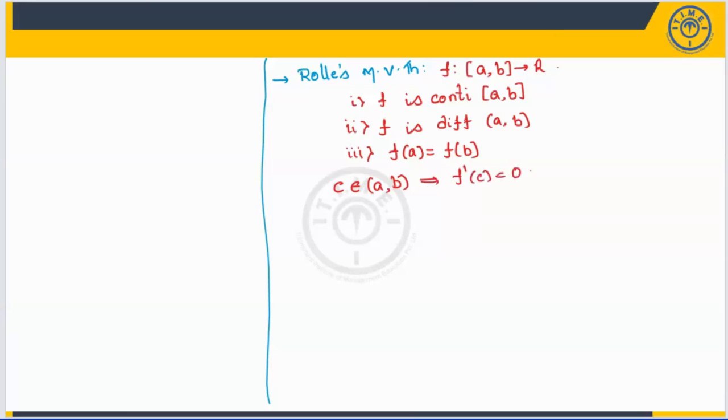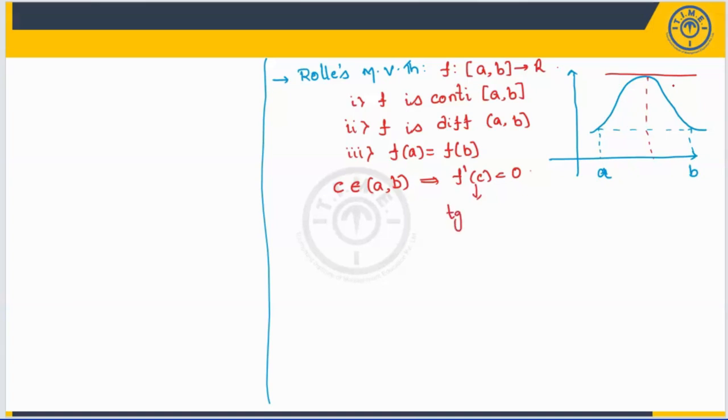Now what Rolle's mean value theorem says is, if I have a curve or a function which is continuous, that means which is defined at every point, and a tangent to the curve is drawn at every point between that interval from A to B, and the curve is at the same height at the end points, then there will be a point C between A and B where the tangent is parallel to the x-axis. This is what Rolle's mean value theorem says.